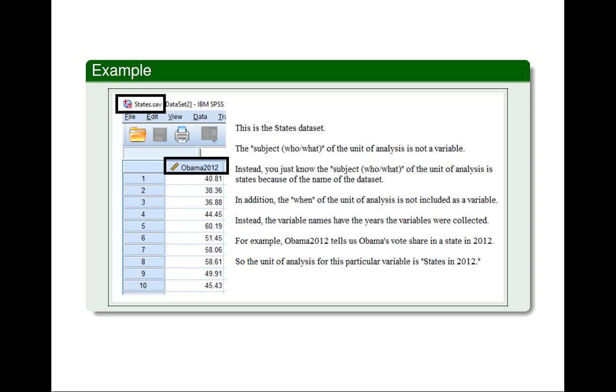Also, there is no variable in the dataset with a time frame in it. Instead, the variable names seem to have the years listed in them. So for the Obama 2012 variable, which measures Obama's vote share in a state, we can assume this data was from the 2012 election. Hence, the unit of analysis for this particular variable in this dataset is states 2012.